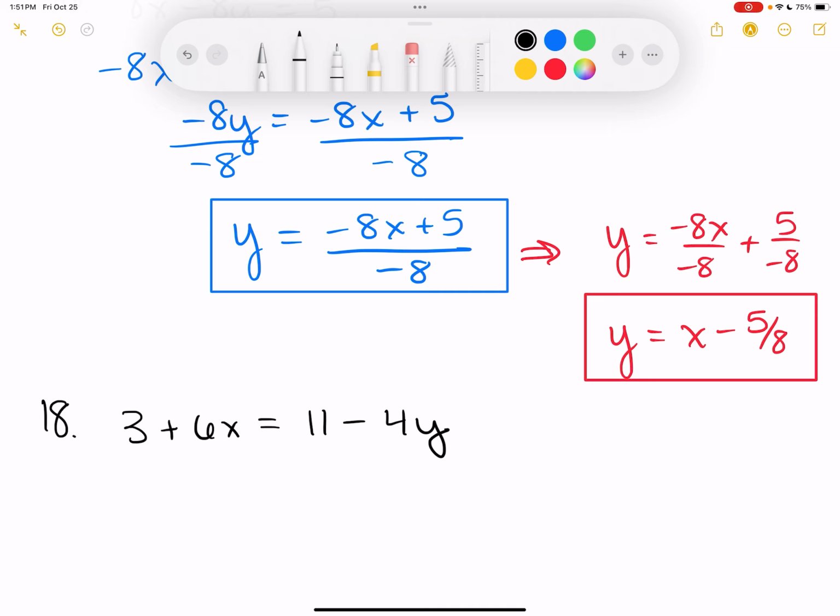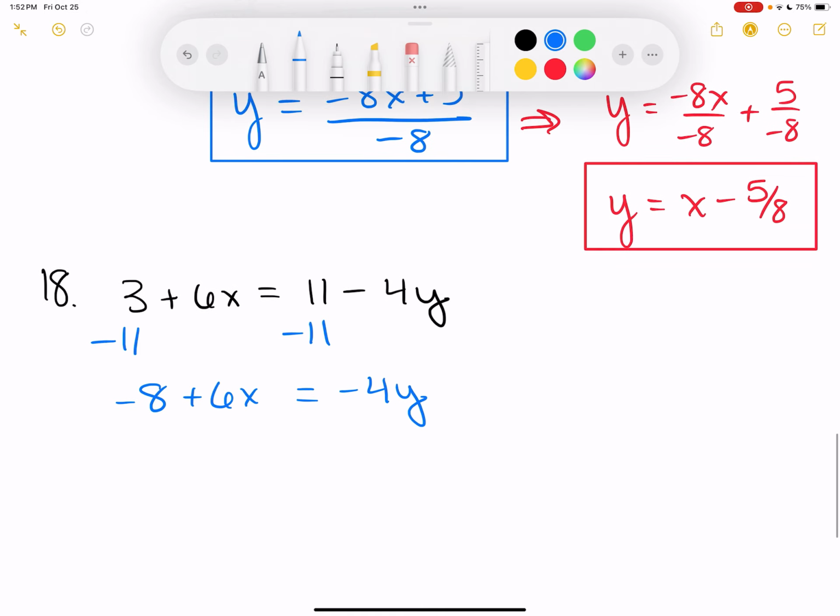How do I move it? You minus 11 to, yeah. But notice, the subtracting 11 only goes with the 3. So 3 minus 11 is what? Negative 8 plus 6x equals negative 4y. Okay, now what? Minus 6. I need y by itself. Divide by negative 4.